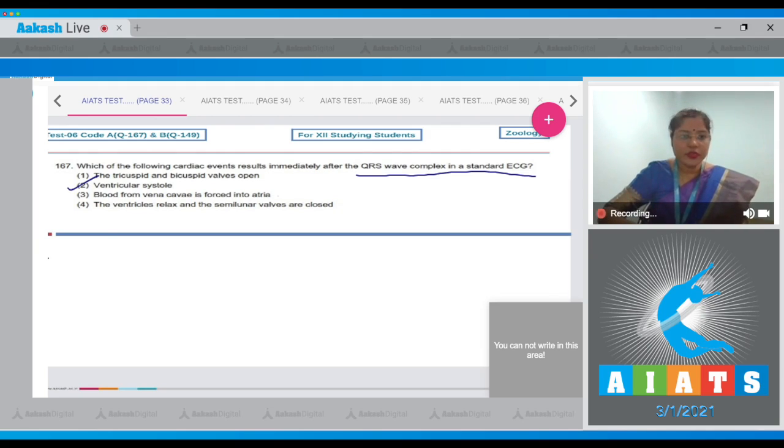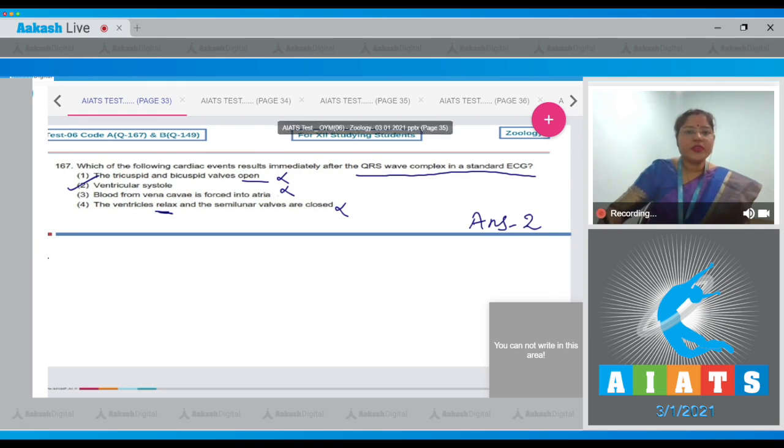Let's see the other options also. Option number 1, the tricuspid and bicuspid valves open. This is incorrect because at this time AV valves are closed. Option 3, blood from vena cava is forced into atria. This is incorrect because at this time AV valves are closed. Option number 4, the ventricles relax and the semilunar valves are closed. Again, this is incorrect because at this time ventricles are in the contraction stage. So the correct answer to this question is option number 2. Let's proceed to the next question.